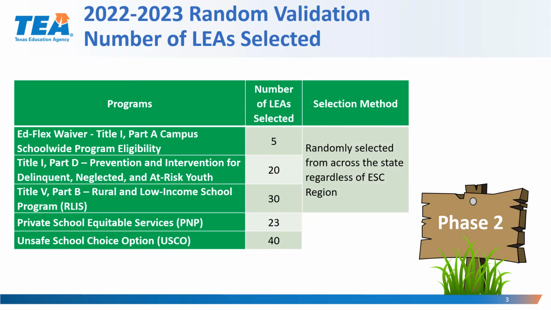The selection method for EdFlex waiver, Title I Part D, and Title V Part B will be LEAs randomly selected from across the state regardless of their ESC region. For Private School Equitable Services, there will be 0 to 2 LEAs per ESC region selected. And for Unsafe School Choice option, there will be 2 LEAs per ESC region selected.